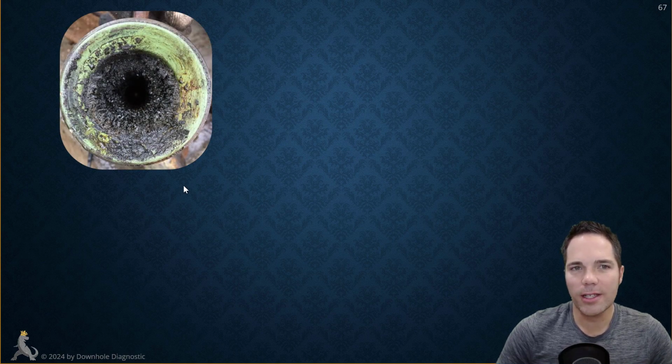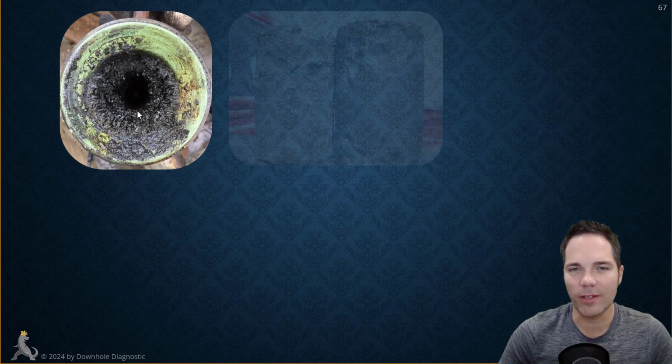Here's some other images. This is a flow line that we broke open that's just completely full of scale. So this is where the ID of the pipe should be, right here where my mouse is, and you can see how much of it is restricted due to scale. And we opened this because we were seeing excessive back pressure at the well, and this is what we found.